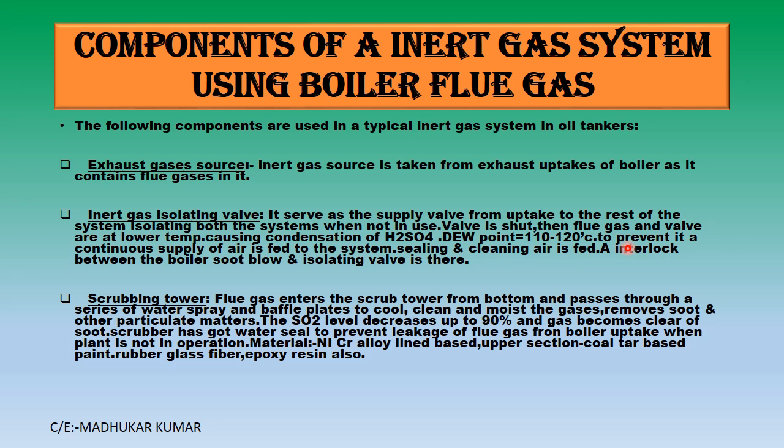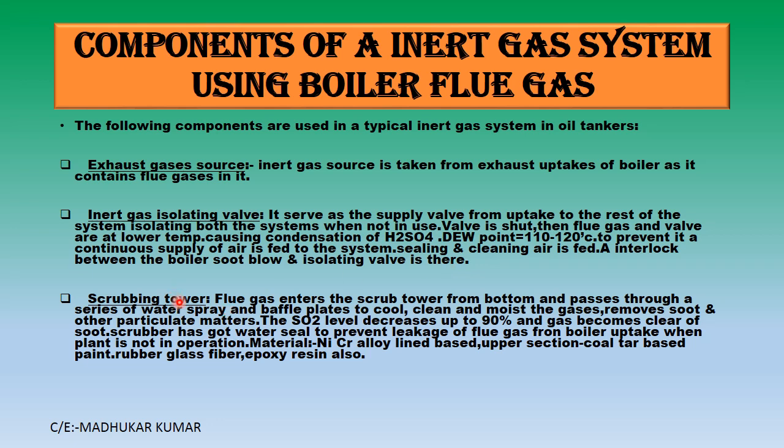So how to prevent it? To prevent it, a continuous supply of air is fed to the inert gas isolating valve, and the sealing and cleaning air is also fed to it, so that there will not be any H2SO4 formation and corrosion is prevented. An interlock is also there between the boiler soot blow valve and the isolating valve. So if this is open, that will not open. So these are some factors associated with the inert gas isolating valve.